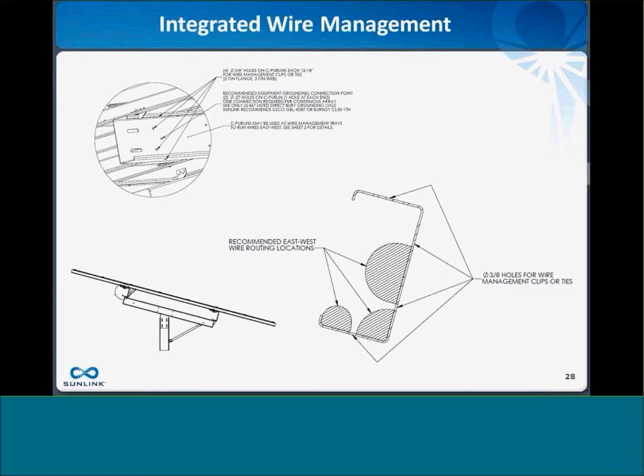The example I'm showing here on slide 28 is really looking at the east-west runs. We're using C purlins, so we're providing the holes in the purlin so that you can use a clip or a wire tie. We're recommending certain locations for wires depending on how you want to run them. We're also providing certain holes in the rails so that you can run from the module to the C purlin all the way down to the combiner box area in a nice, easy, and, again, cost-efficient manner.